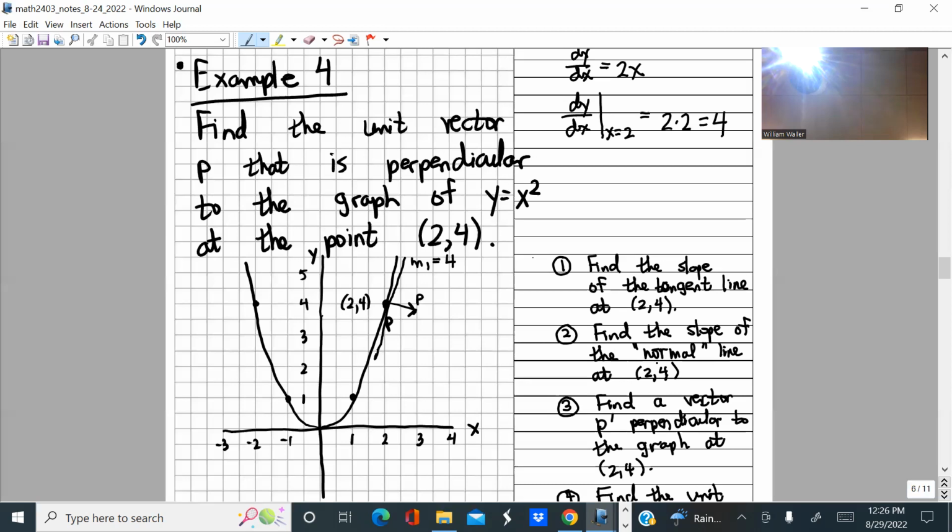So what is the slope then of the normal line? Negative 1/4, right? Because that's what we discussed earlier. The slopes of perpendicular lines are negative reciprocals of one another. So let's call this m sub 2, just to distinguish it from the slope of the tangent line. That slope is going to be minus 1/4.